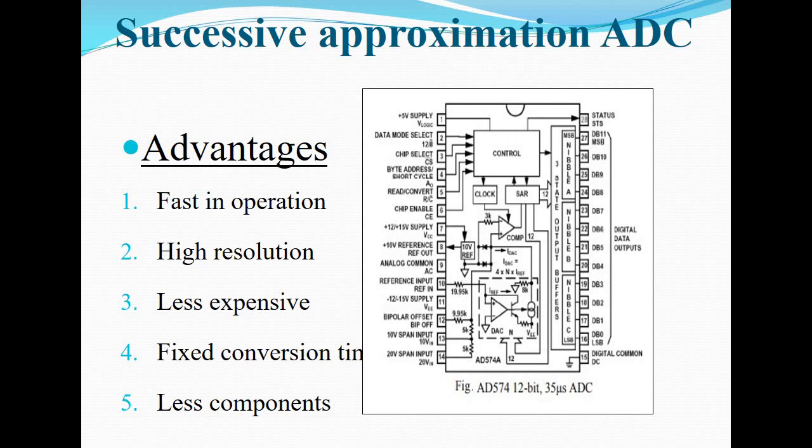Advantages of successive approximation ADC: it is fast in operation, it has high resolution, it is less expensive, it has fewer components, and it has fixed conversion time. In the figure you can see this is a 12-bit ADC.